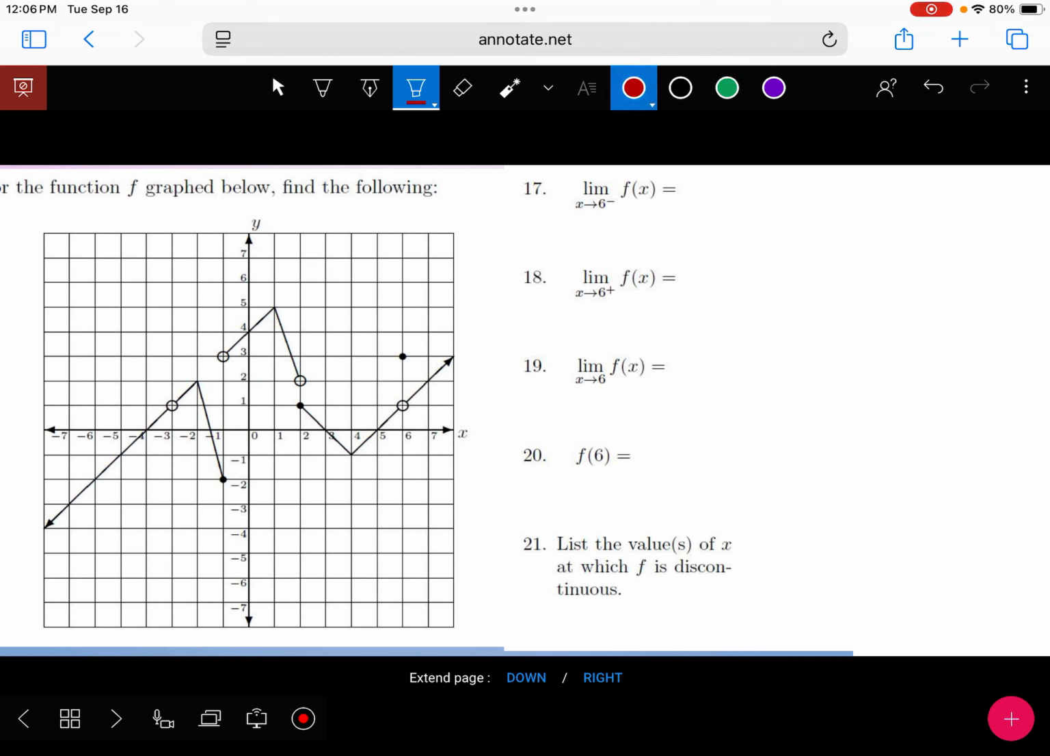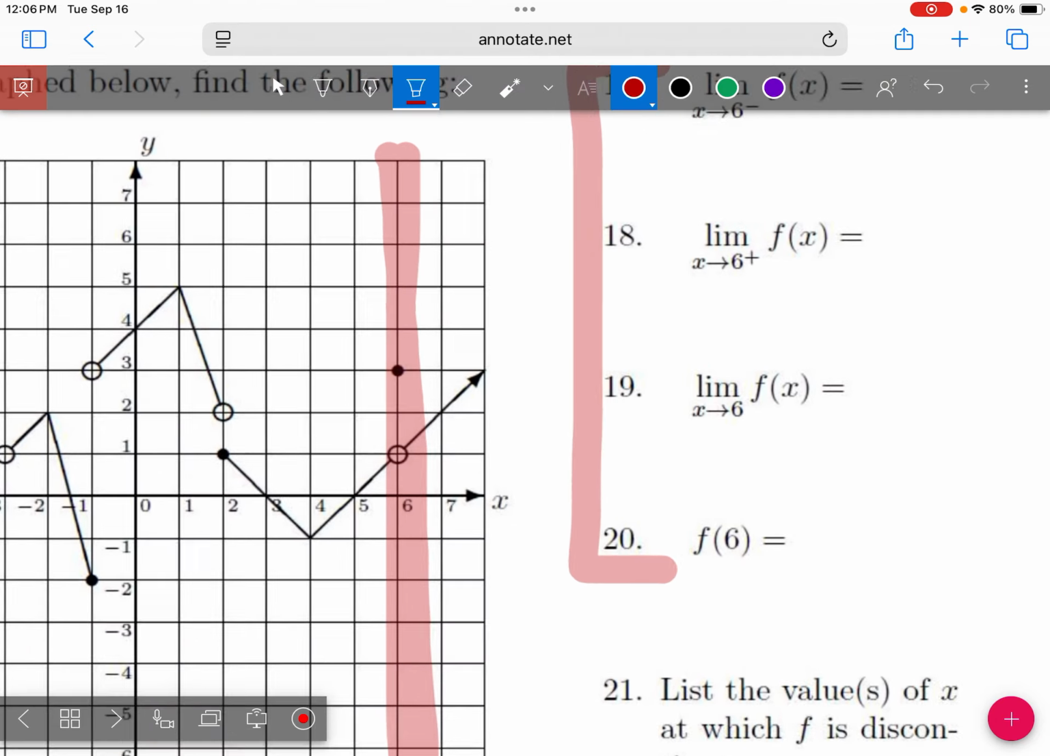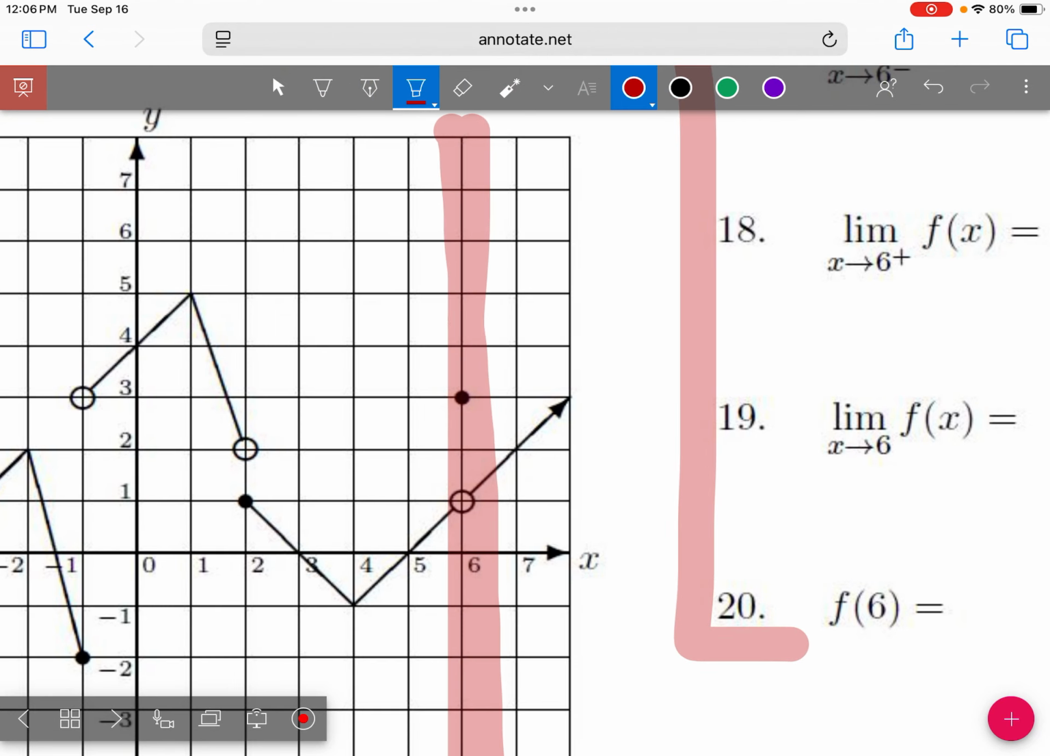So we're gonna move here. +6. That's 17 through 20. What is happening? What kind of discontinuity do we have at +6? Let me zoom in right here. So what would you say that is, Cooper? What kind of discontinuity is that? Removable. Who agrees with Cooper?